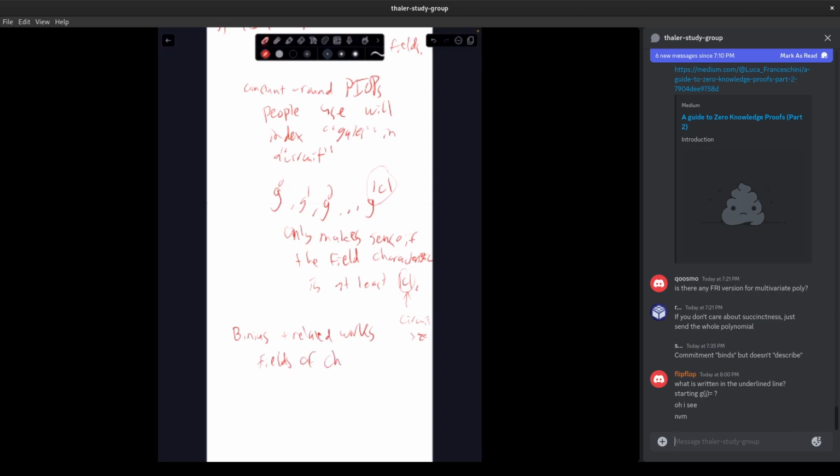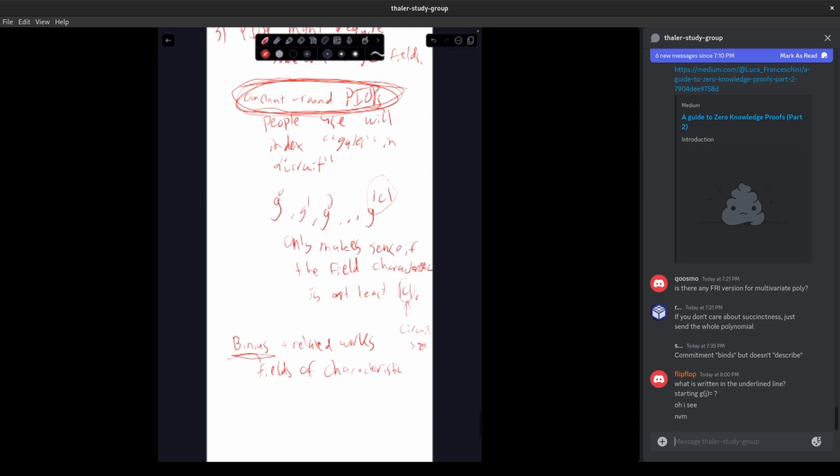Now they can't use these constant round PIOPs anyway, even if they wanted to, which, again, the point of Binius is a fast prover, and I think these are not so good for the prover, these constant round polynomial IOPs. But Binius is a commitment scheme for multilinear polynomials, and these constant round polynomial IOPs use univariate ones. So if fields of characteristic 2 became popular, there are lots of reasons you wouldn't want to use these constant round polynomial IOPs when working over the field.